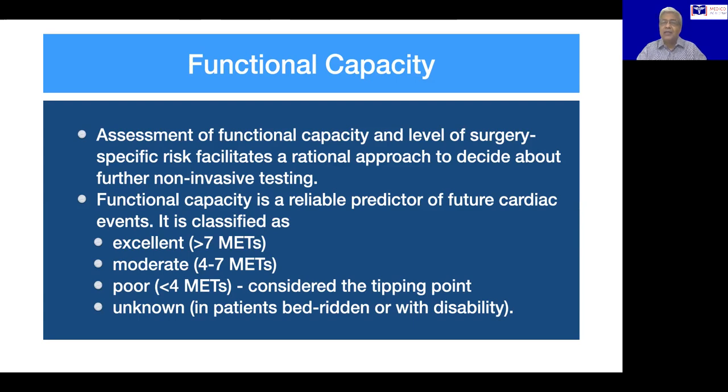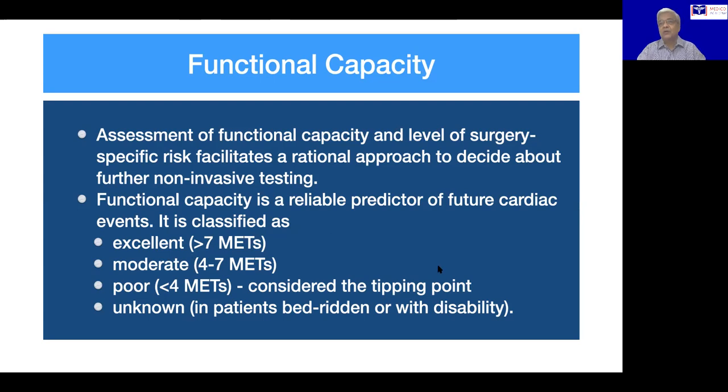Remember, we can classify the patient's risk or the safety of the patient's surgery as excellent in case the METs of the patient are more than 7. In case the patient has METs between 4 and 7, we can say that the risk is moderate. And in case the METs are less than 4, then the patient's risk is very high, and that means the patient has got a poor risk for surgery. And this less than 4 METs is considered as a tipping point.